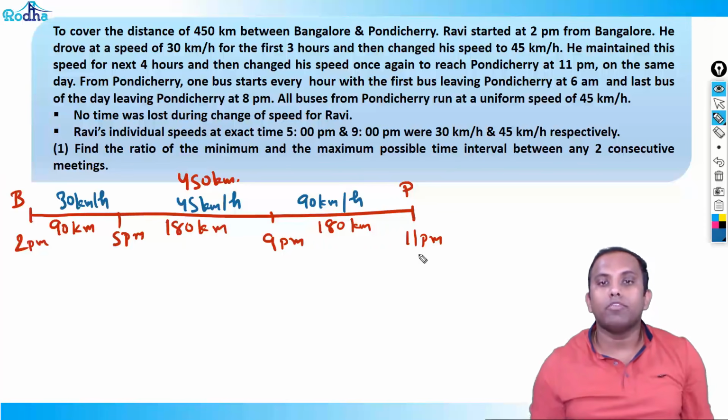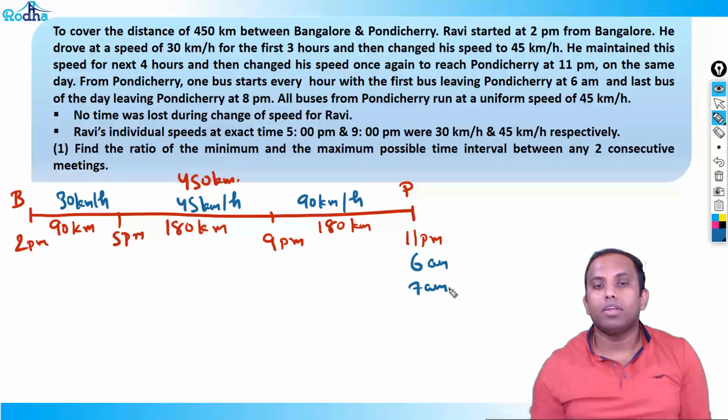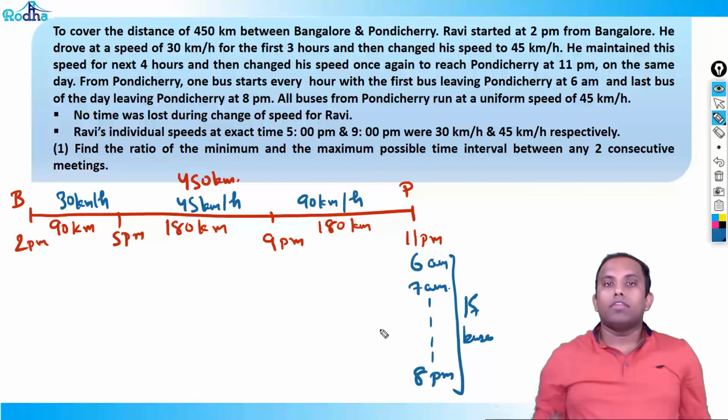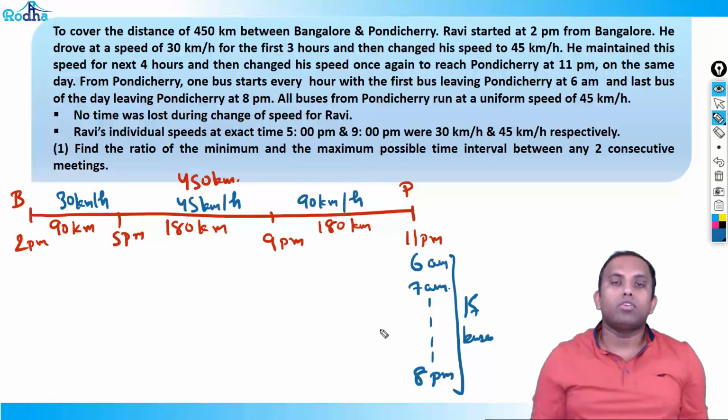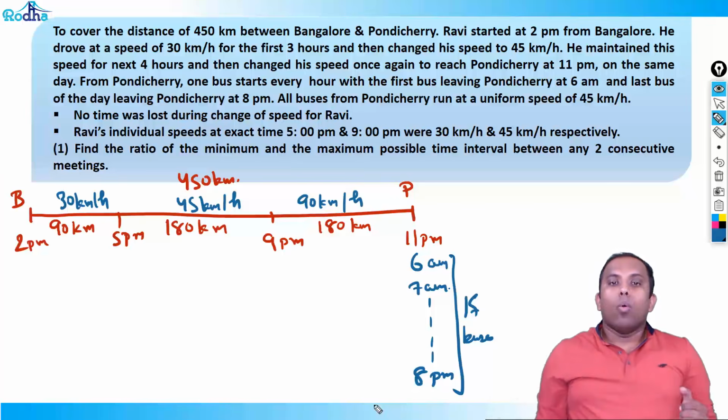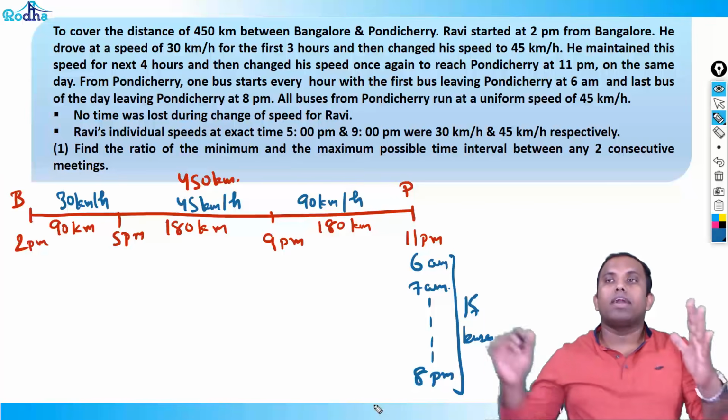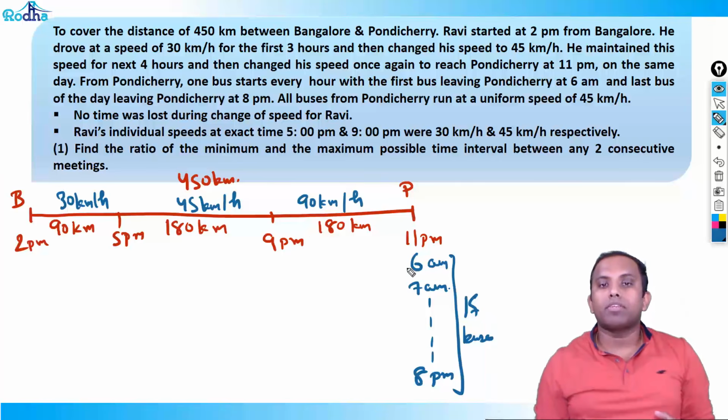Now buses are starting from Pondicherry at 6 a.m., 7 a.m., till 8 p.m. So a total of 15 buses are starting from Pondicherry. I'll show you how to do a question in minimum time. Just do it mentally now. When is the first meeting point of Ravi's car and the bus? Ravi's car started at 6 a.m.